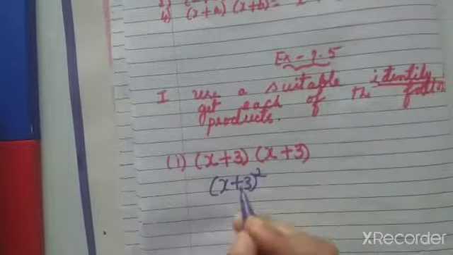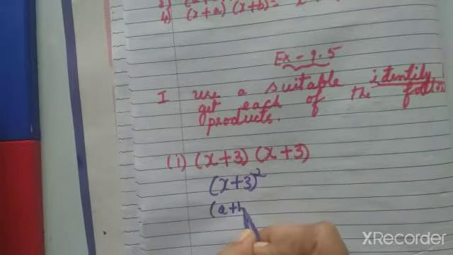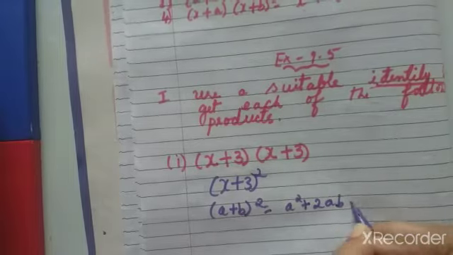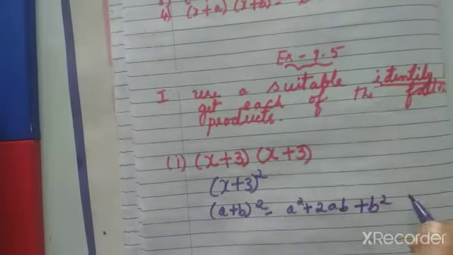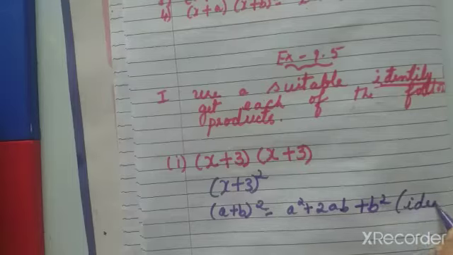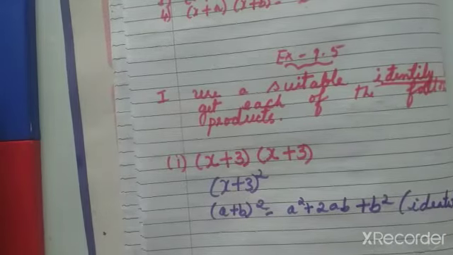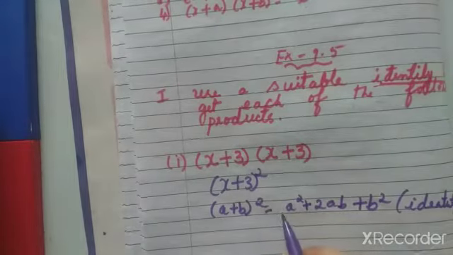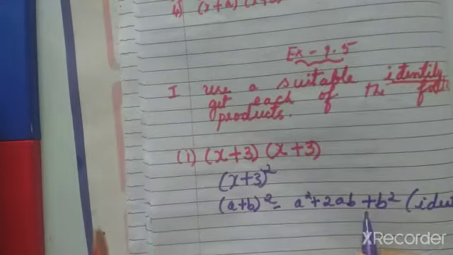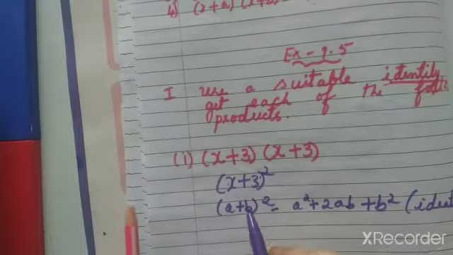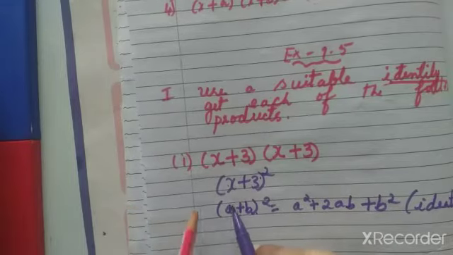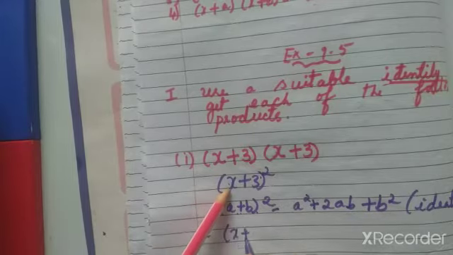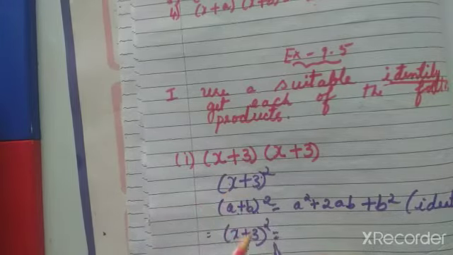So we are using which identity? (a + b) whole square equals a square plus 2ab plus b square. This identity we are using here, because (x + 3) whole square looks like (a + b) whole square. So solve the problem, children. (x + 3) whole square we have to solve.